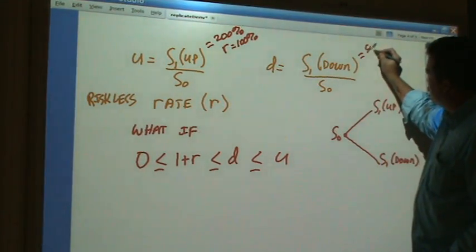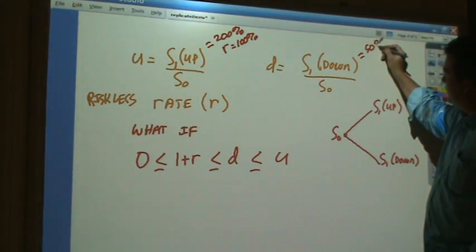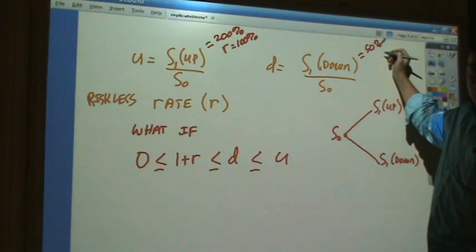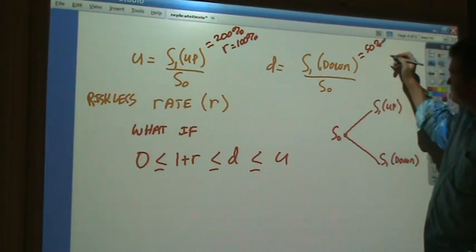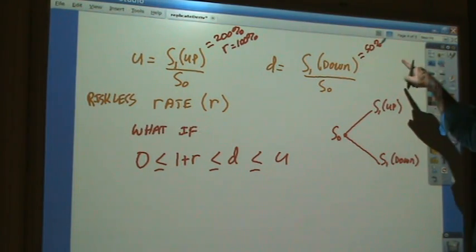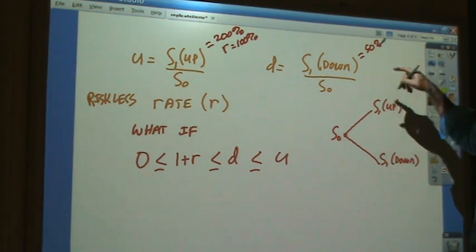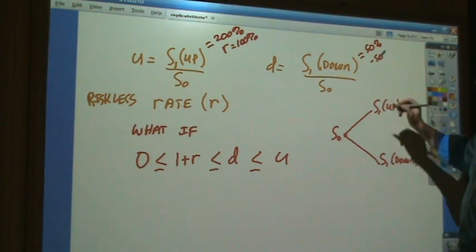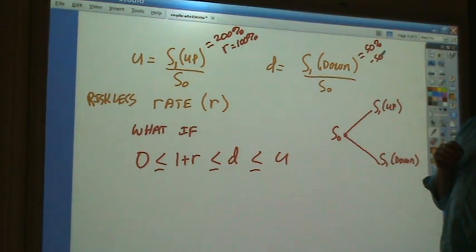This was 50%, which means our interest rate was what? We had a negative interest rate, we lost money, right? What would our interest rate be? It would be 1 plus this number. 1 plus what gets to this number? It would be minus 50%, would be our interest rate.